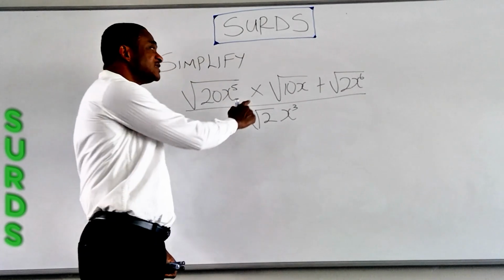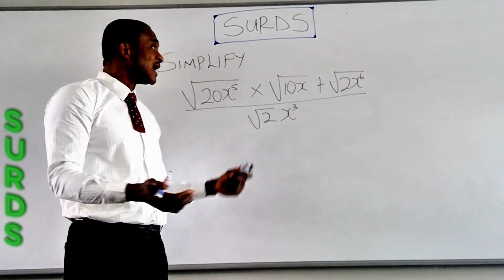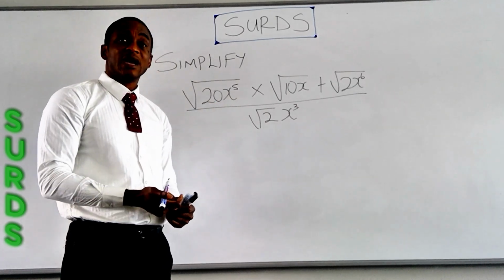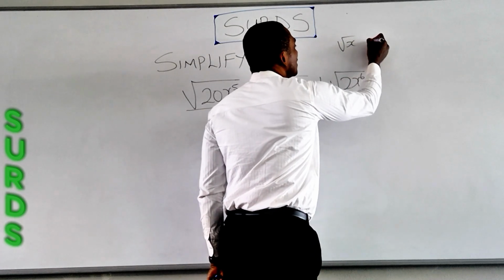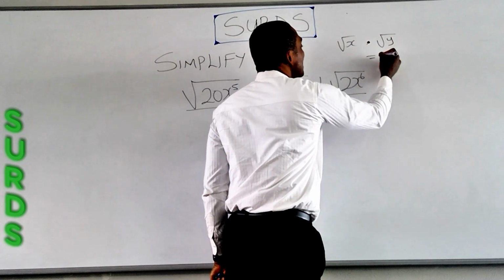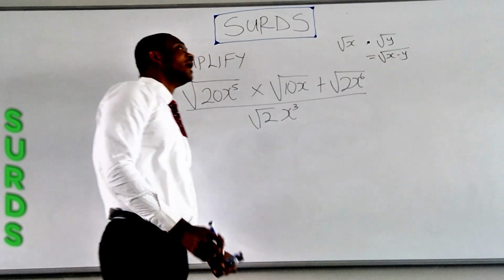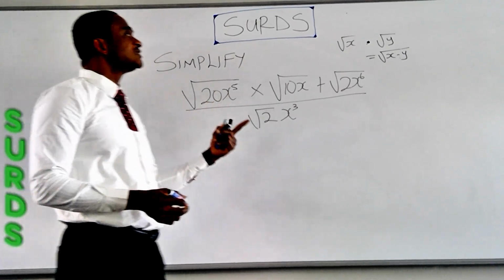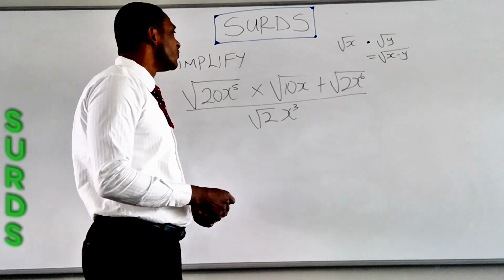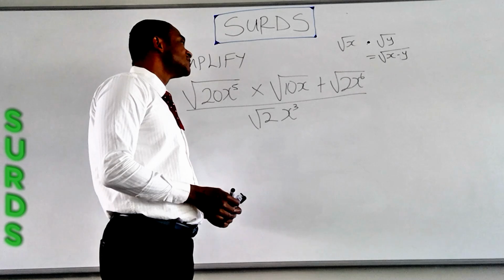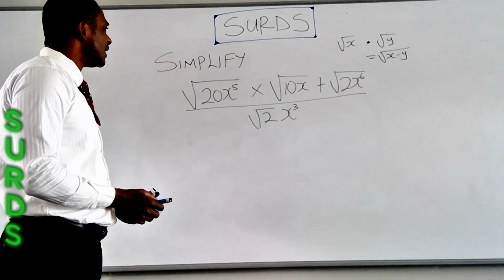Another thing is, remember that this is multiplication. So the law of multiplication says add the exponents, and it also applies to this. In multiplying surds, if they have the same root, I can just put both of them inside the root, and I will have my answer. So root of x times root of y will be root of x times y. Now, how do we go about this?